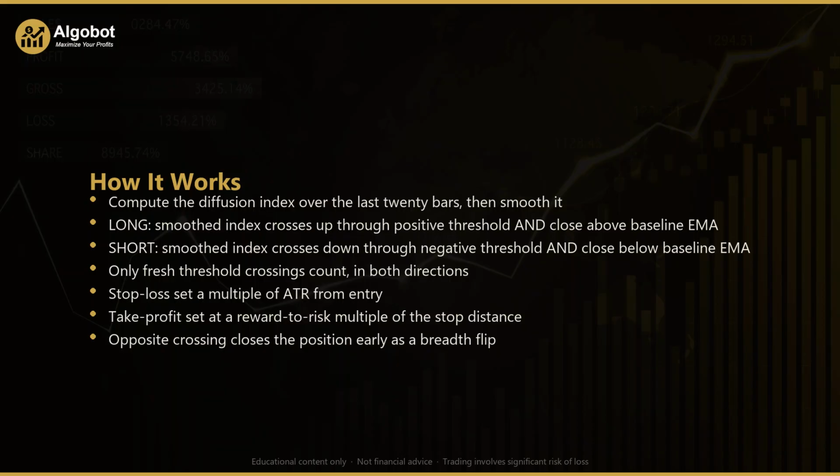Finally, exits. A position can close in 3 ways. It can hit its ATR stop loss, it can reach its reward-to-risk take profit, or it can close early on a breadth flip. That flip happens when the smooth diffusion index makes a fresh crossing in the opposite direction, signaling that participation has reversed. Only one position is held at a time, so the strategy always manages a single clean trade.